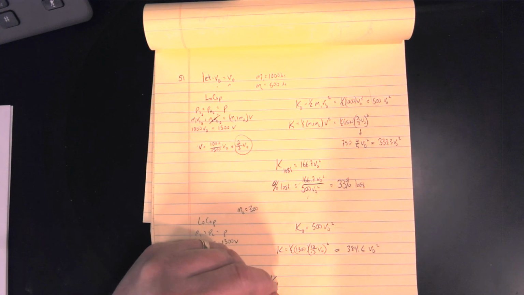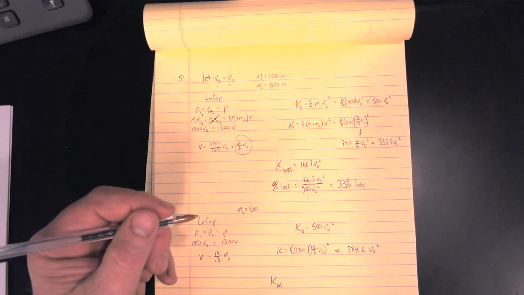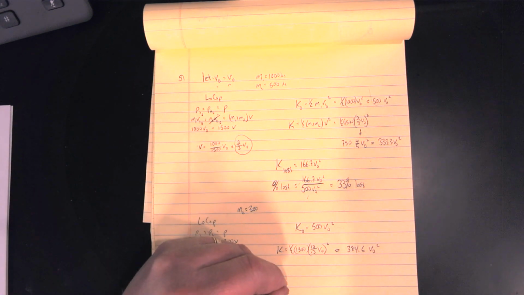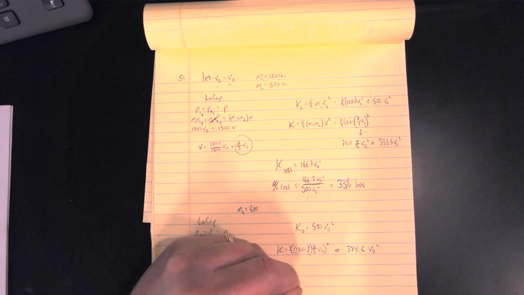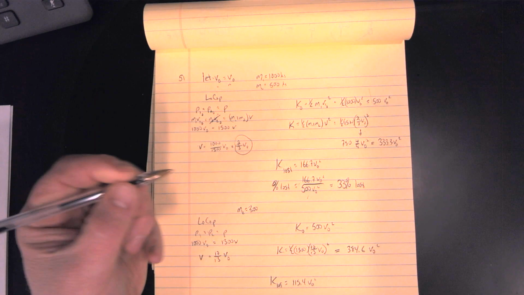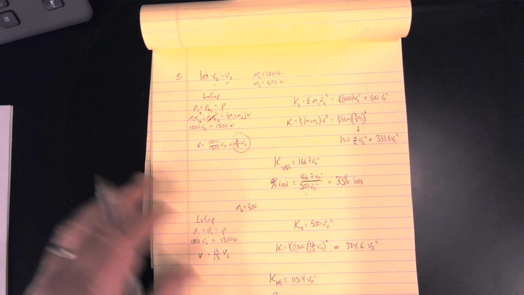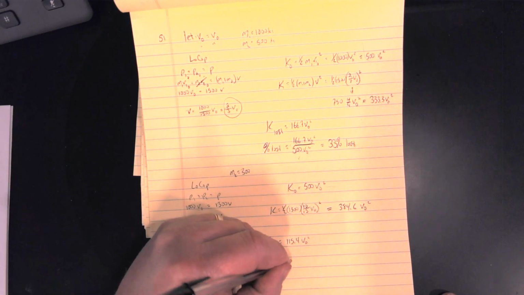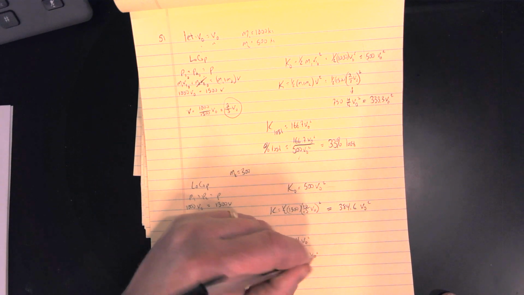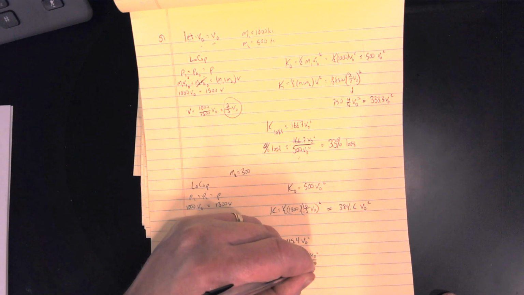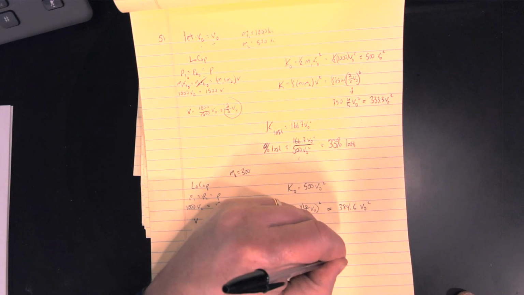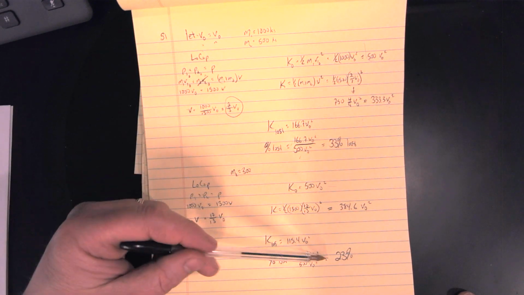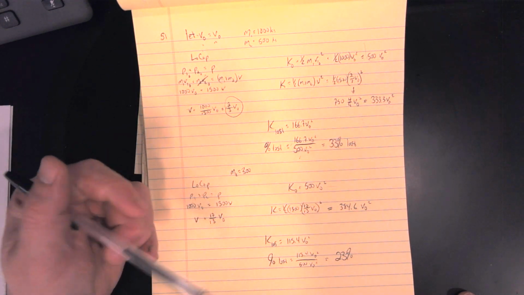So that means the K lost is just the difference, 500 minus 384.6, which is going to give you 115.4 v naught squared. Let's straighten this up just a touch. Percent lost: we'll do the 115.4 v naught squared over the 500 v naught squared, and I end up getting 23% is lost. So in general, as the mass goes down, the percentage of kinetic energy lost also goes down.